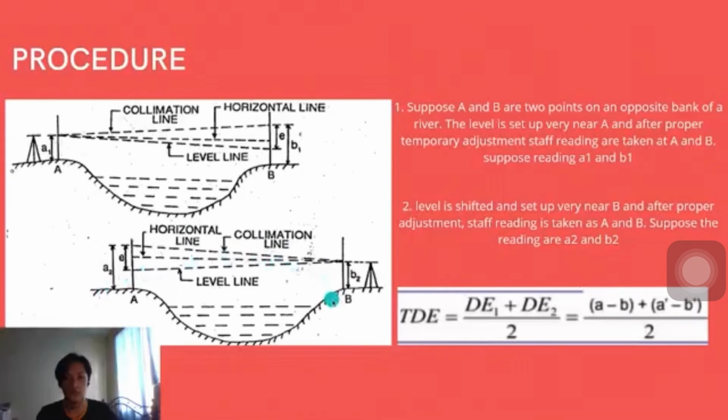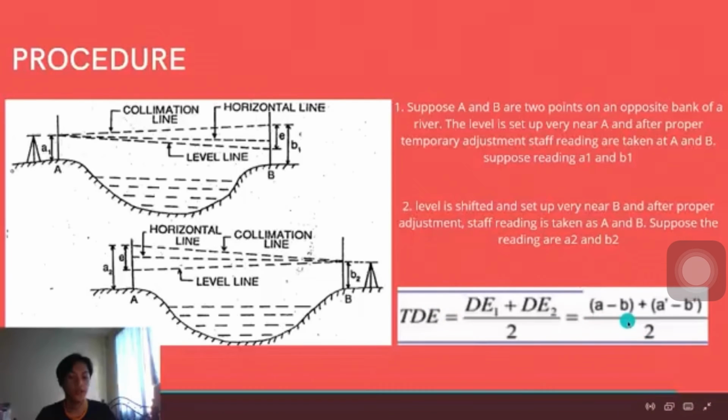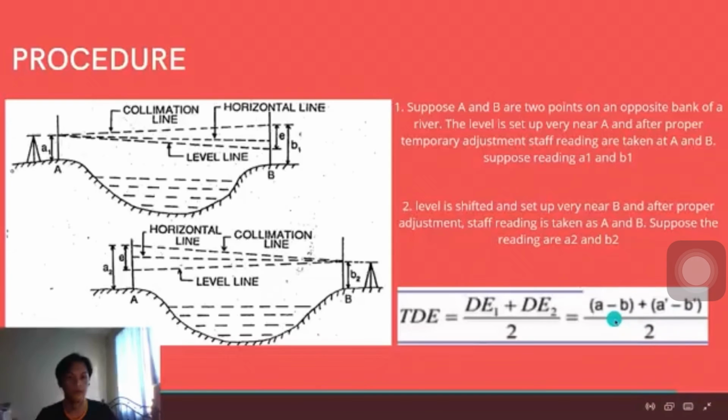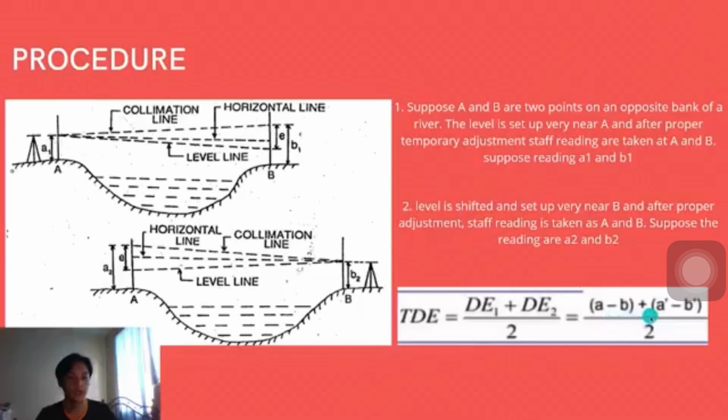And after taking both of the staff readings, we then move on to the true difference equation, which is dE1 plus dE2 over 2, which is simply A1 minus B1 plus A2 minus B2, over 2. So you just simply put in the values of A1 and B1 here, and A2 and B2 here, and you divide it by 2. So our next slide is a video showing a deeper understanding of reciprocal leveling and a sample problem which you can solve.